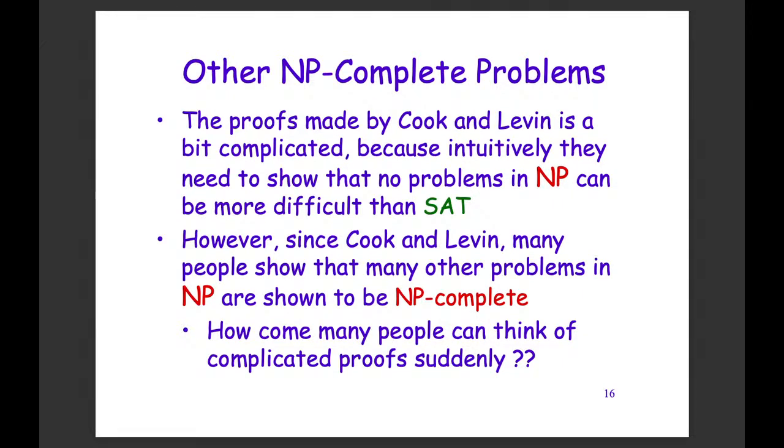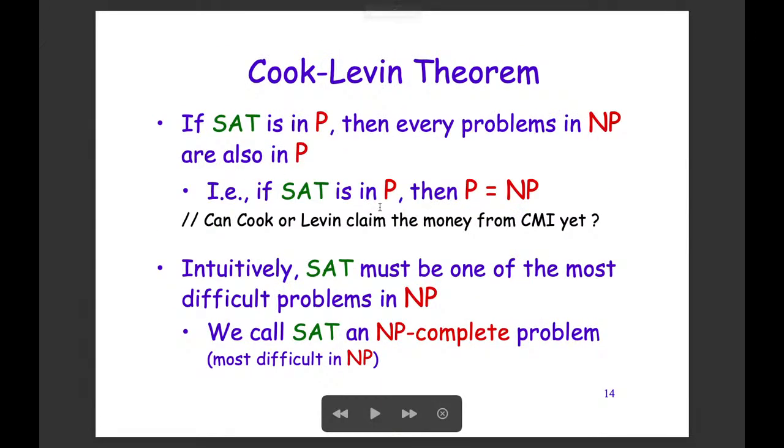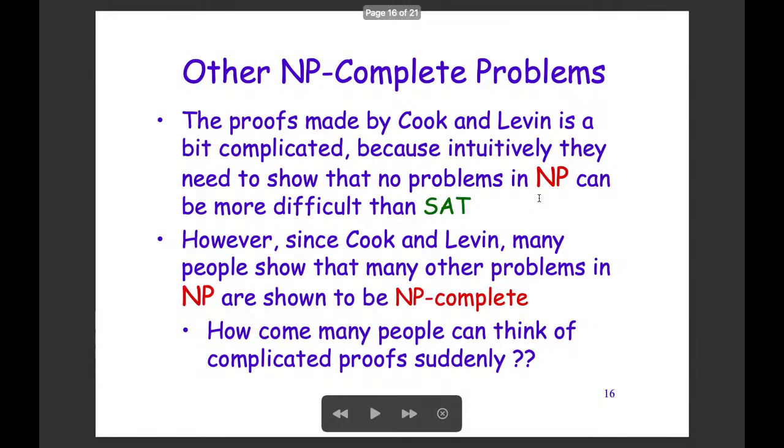Now, Cook-Levin. Cook and Levin prove that this SAT problem is really hard. This is now called the Cook-Levin theorem. Cook and Levin spent a lot of time to get a very tedious proof to show that this SAT problem is the hardest problem in NP. But after that, over the years since Cook and Levin, we can now show that maybe thousands or 10,000s of problems are all NP-complete as well.